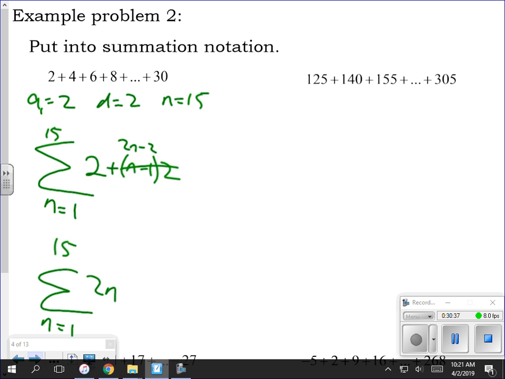So I distribute the 2 and combine up like terms. The 2 in the beginning and the minus 2 at the end cancel, I get 2n. And that kind of makes sense. What is my first term? It's 2 times 1. What's my second term? 2 times 2. What's my third term? 2 times 3. All the way up to my last term, which is 2 times 15. So that kind of makes sense. This formula makes sense with what I have.